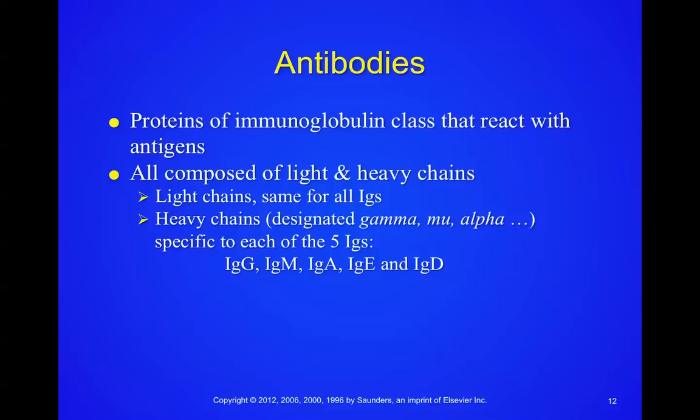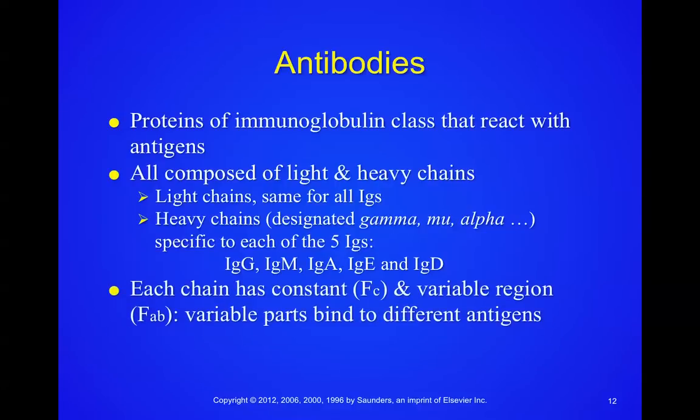IgE is found in the mucous membranes and skin. It is the antibody that triggers allergic type 1 hypersensitivity reactions. IgD is present in the blood serum in tiny amounts. It's found on B cell surfaces where it is used as a receptor for antigens. It is the least understood antibody. Each chain has a constant Fc portion and a variable Fab portion. The variable part binds to different antigens.